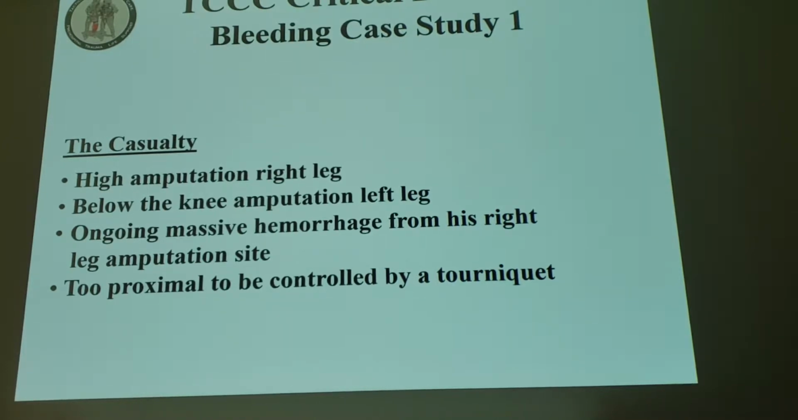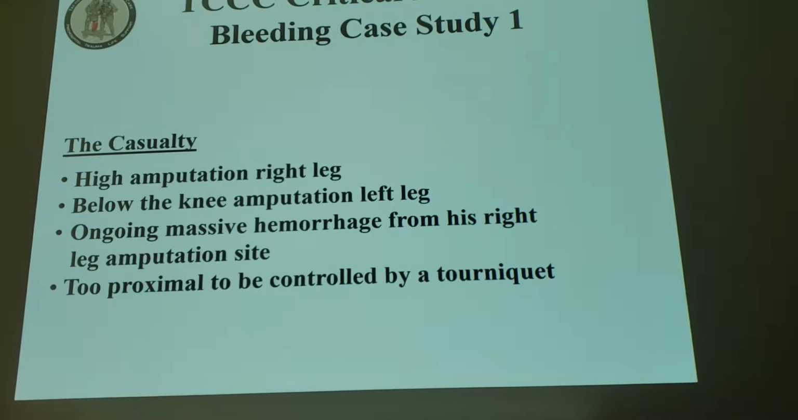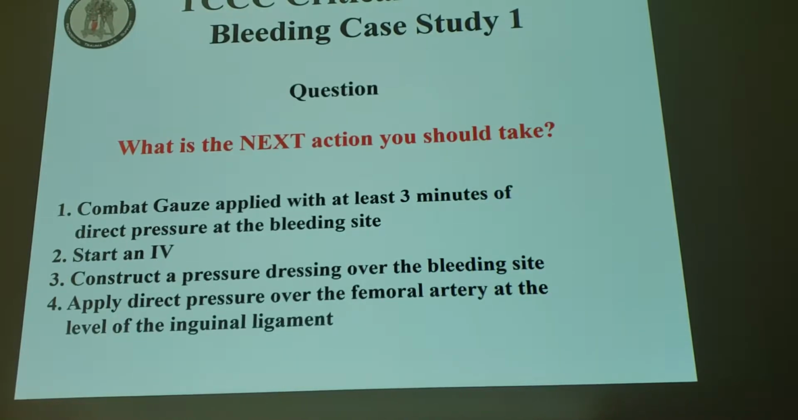Okay, casualty: high amputation right leg. Below the knee amputation left leg. Ongoing massive hemorrhage from his right leg amputation, bleeding profusely. Too proximal to be controlled by a tourniquet. So that means it's high up in that junctional area. Okay. Question: what is the next action you should take?